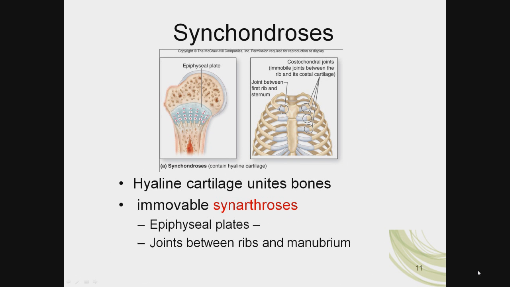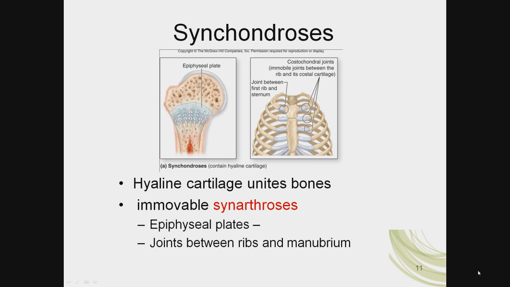Another synchondrosis is the attachment of the first rib to the sternum by costal cartilage, called the first sternocostal joint. Here, the first rib and its costal cartilage, formed from hyaline cartilage, are united firmly to the manubrium of the sternum to provide stability to the rib cage.